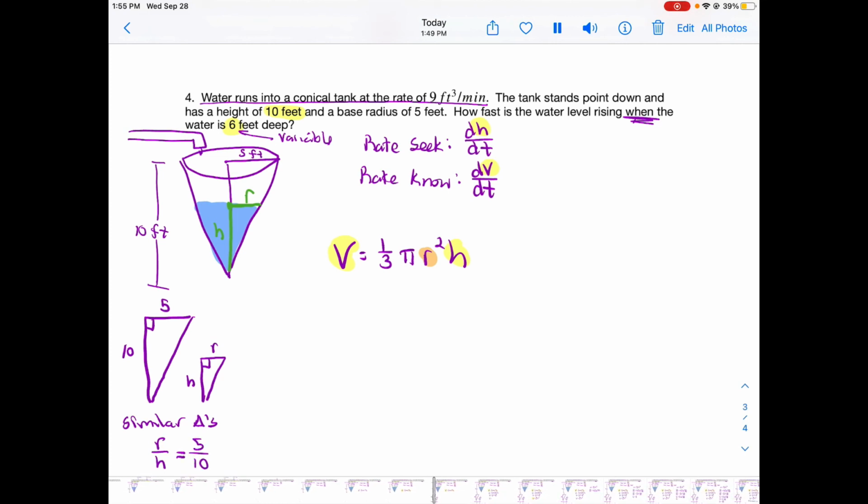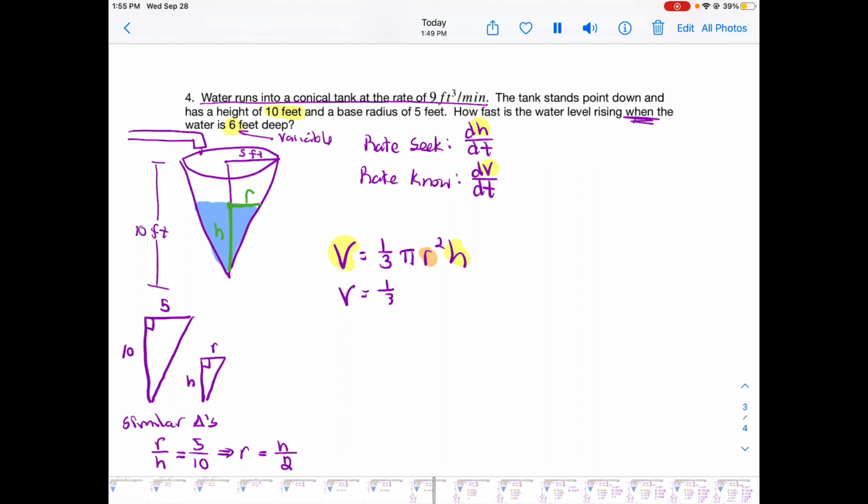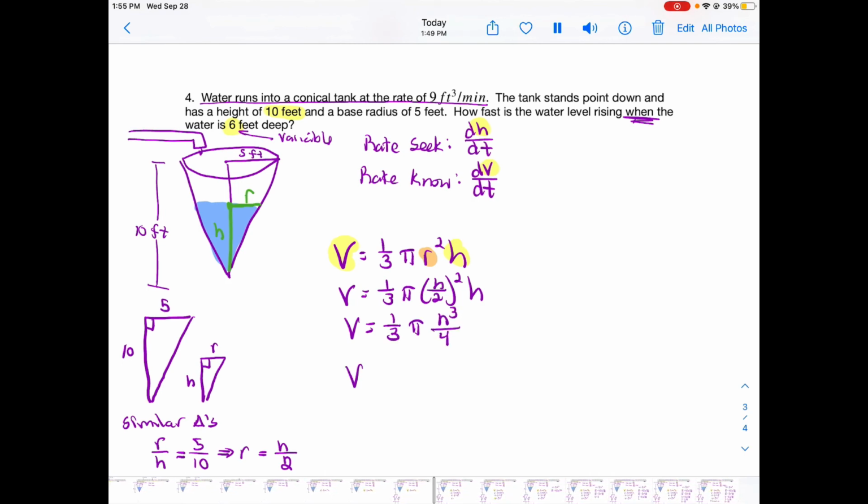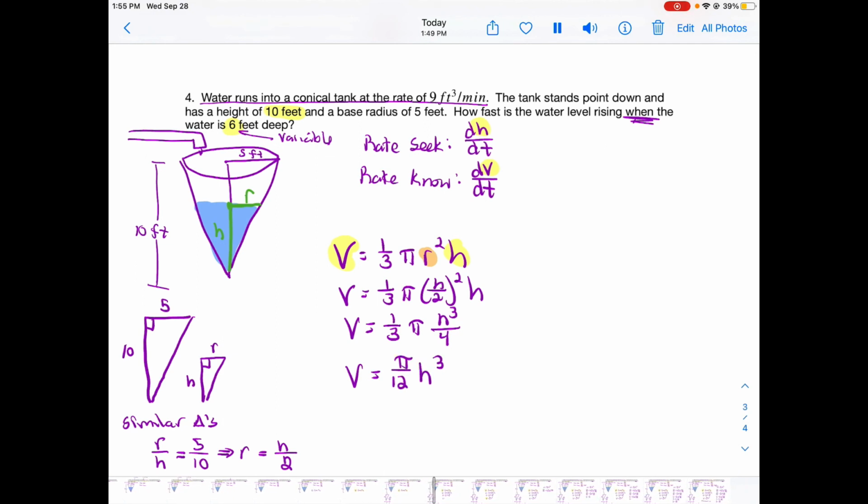And I have a new equation. I could solve this secondary equation for r, and I get that r is equal to 5h over 10, which simplifies down to h over 2. So I can go back to my volume equation and replace r with h over 2. You will always need to do this because you only want the equation to have the variable of the rate of change you're seeking and the variable of the rate of change you know. Doing a little simplifying, I end up with volume is equal to pi over 12 h cubed. And now I need to find the derivative of this. So I'll pause while you find the derivative of this equation implicitly.